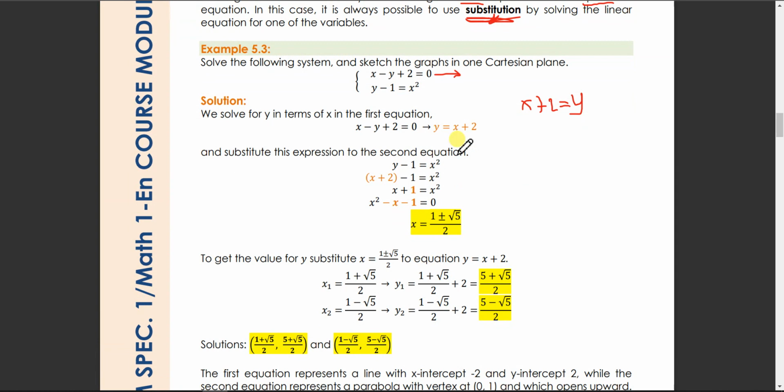So after solving for y in terms of x, we are going to substitute this expression to our second equation, which is y minus 1 is equal to x squared. So our y will become x plus 2. So from here, x plus 2 minus 1 is equal to x squared. Then this will become simply x plus 2 minus 1. So 2 minus 1 is equal to positive 1. So that's why we have x plus 1 is equal to x squared.